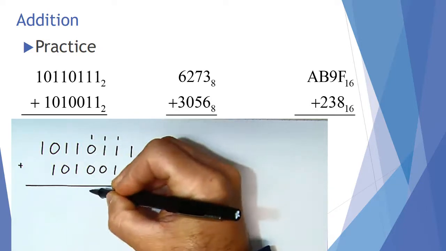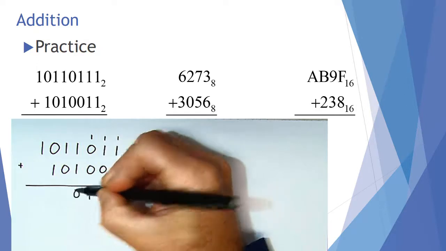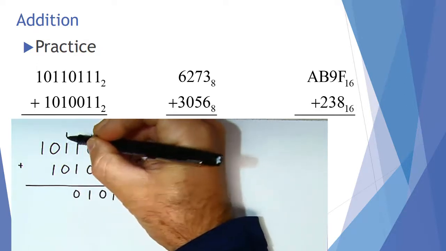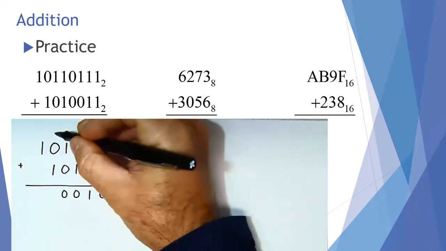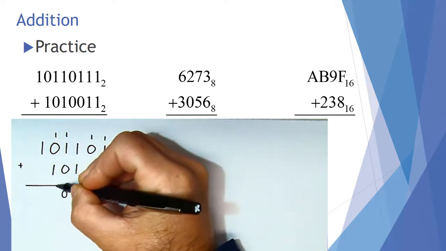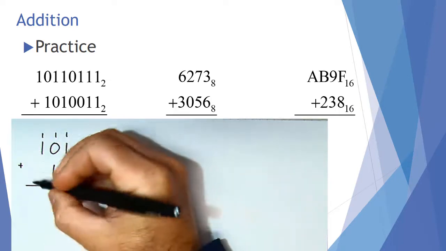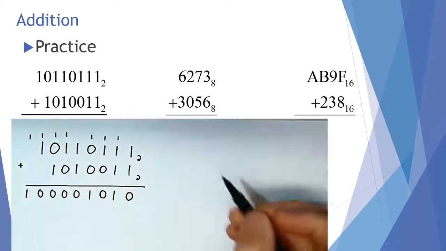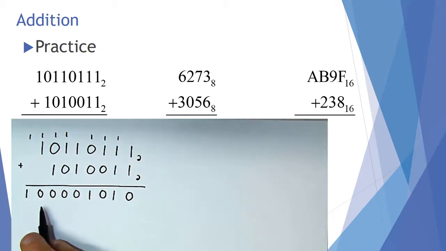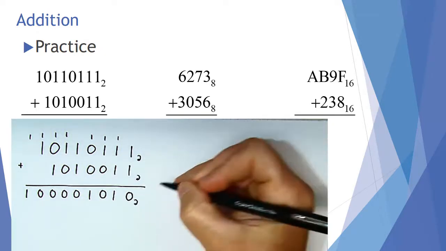1, 0, 0 is 1. There. We caught up. 1 plus 1 is 2. That's a 0. Carry that digit. 1 plus 1 plus 0 is another 2. We'll carry that digit over. 1 and 1 is 2, which is a 0, and carry that digit over. And again we get 2, and we carry that digit over one more time, and there's our result. 1, 0, 0, 0, 0, 1, 0, 1, 0, base 2.